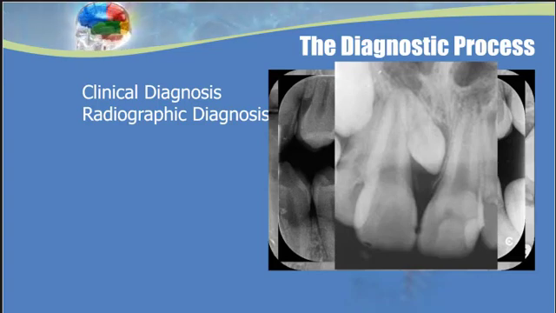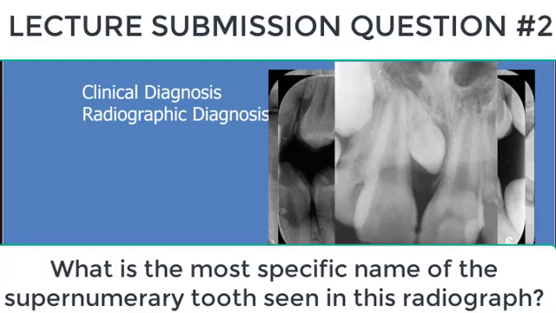The next one would be supernumerary tooth, along with impacted teeth. This radiograph in particular has a very specific type of supernumerary tooth. And guess what? That's right. This is your second question for your lecture submission. What is the most specific name of the supernumerary tooth seen in this radiograph?